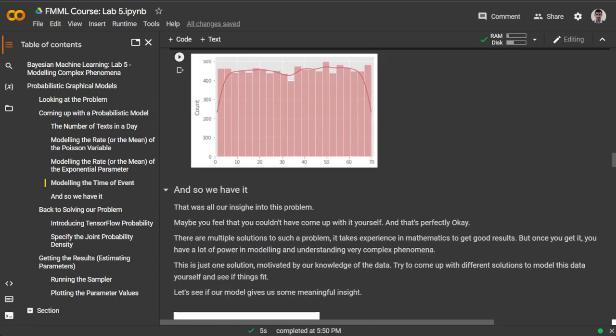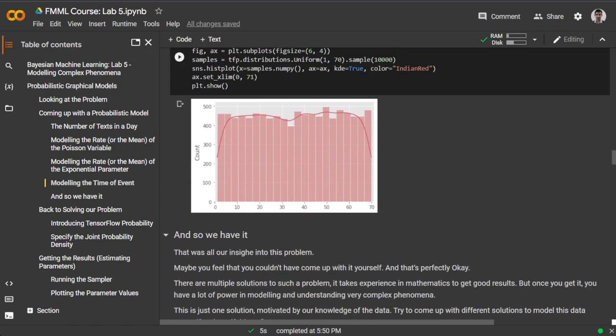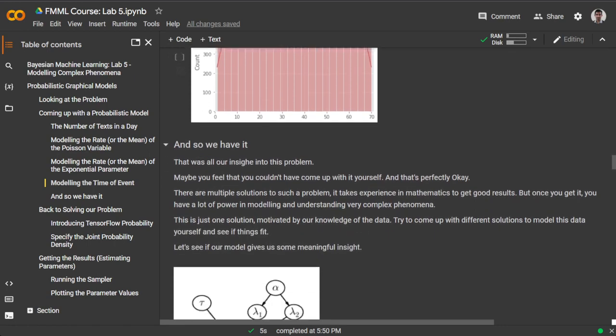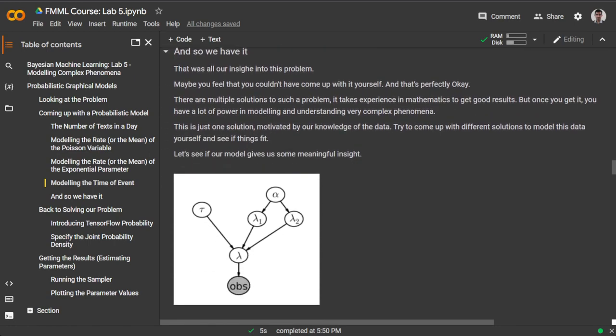We'll just plot the uniform distribution for completeness' sake and take a look at how the sampling makes it slightly jittery. And finally, given all of this, we have our Bayesian network, where we have this alpha, which is a hyperparameter, and it is used to sample two different parameters, lambda 1 and lambda 2. These are both hidden, latent random variables, similar to the hidden layers in a neural network, which cannot be observed and are not a part of our input, but they help us model the process better.